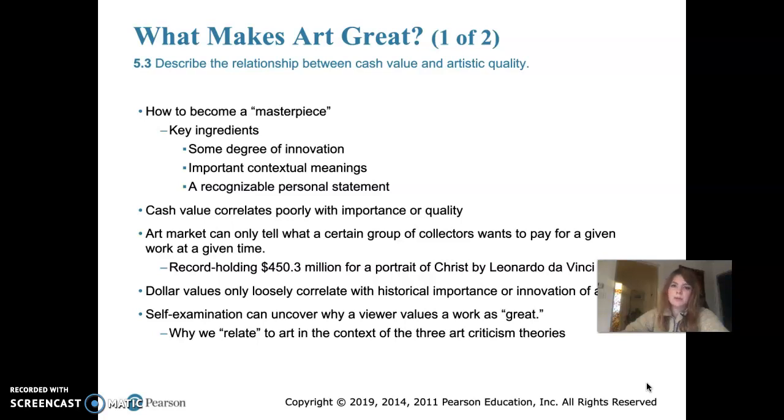A lot of them are in museums, for example, and they're never going to be sold. So generally speaking, dollar values have little bearing on either the historical importance of a work or its degree of innovation. So just remember, cash value does not necessarily mean great.